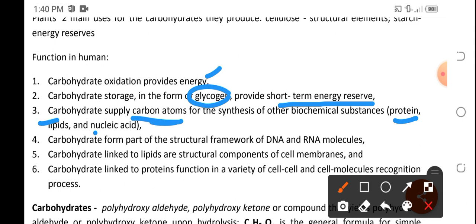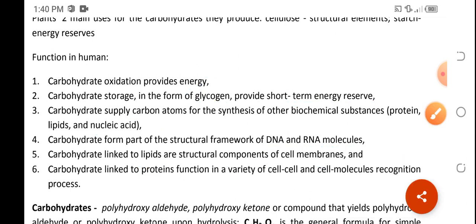Also, carbohydrate is a part of the structural framework of the genetic materials DNA and RNA molecules. Also, carbohydrates being linked to lipids function as the structural component of the cell membrane. When carbohydrate is linked to a protein, it has a function in cell-to-cell or cell molecule recognition processes.